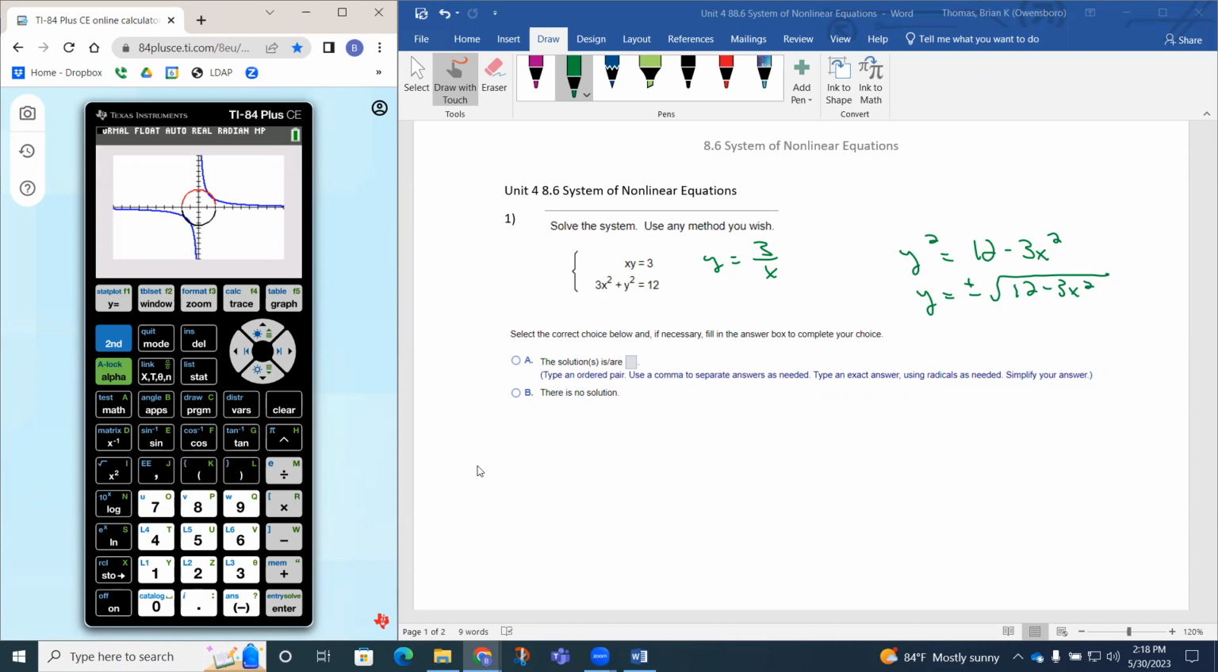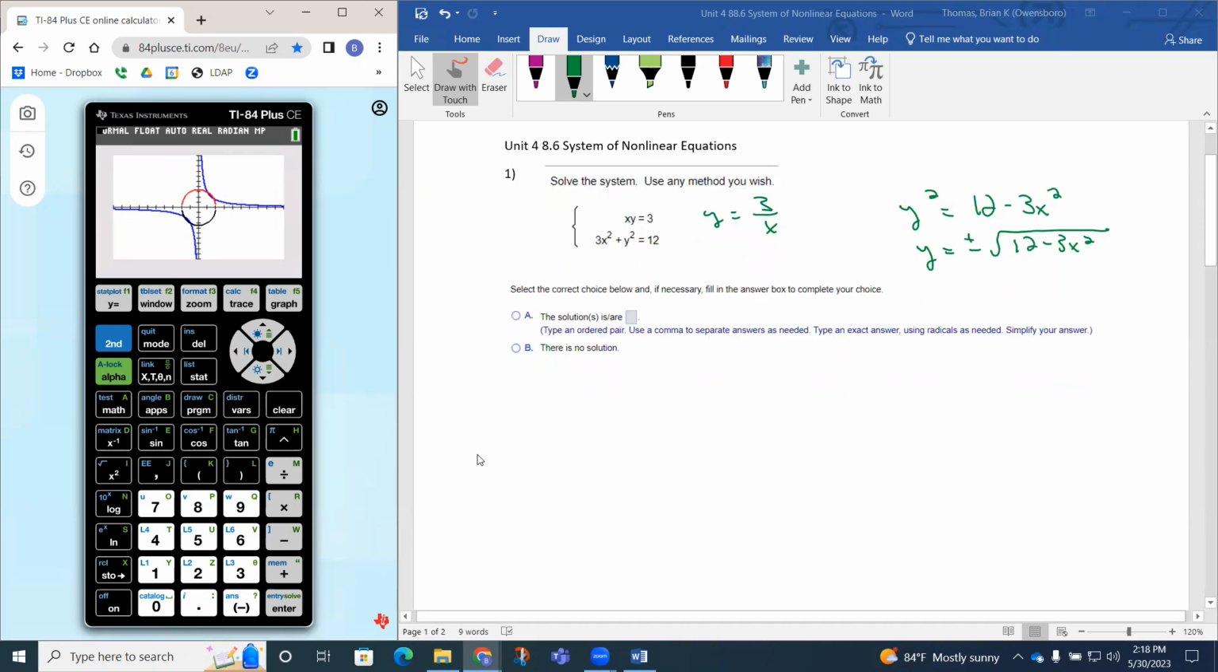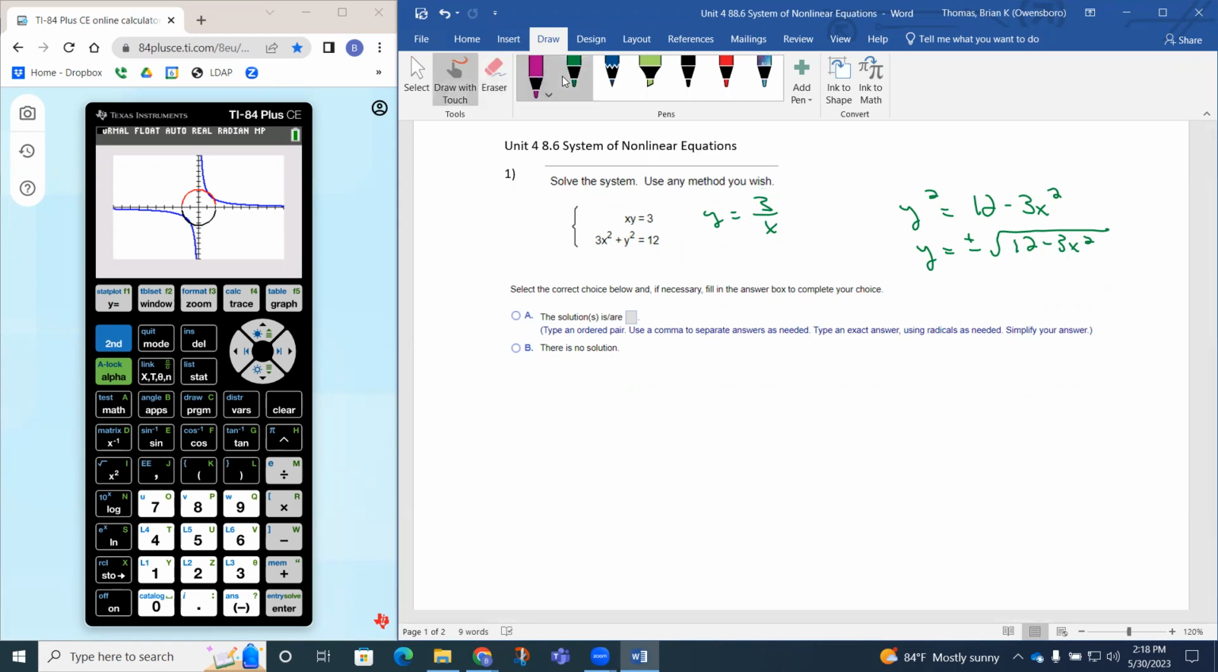So let's see if we can find these algebraically. The easiest way to do it algebraically is, notice how if I solve this first equation for y, I can use substitution into the second equation. I can substitute 3 over x in for y in the second equation. So what we end up with is 3x squared, and I can replace the y with 3 over x and square that, and that's going to equal 12.